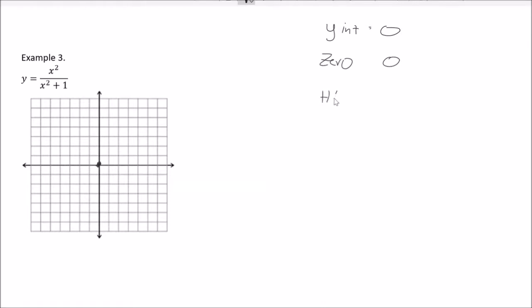What about the horizontal asymptote? Okay, that comes from x squared over x squared. And that's something divided by itself, so that's 1.